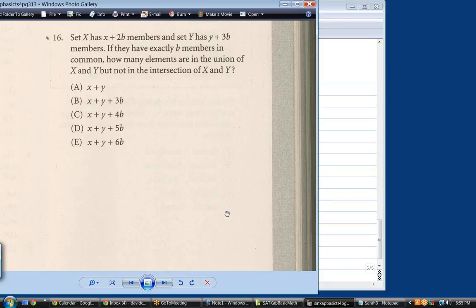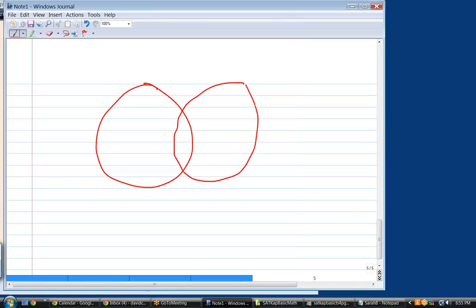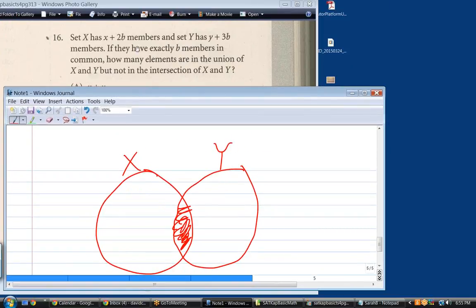When you have 3 possibilities, in other words, we have set x alone, we have set y alone, and we have an overlap, that's when we want to start drawing Venn diagrams. Here's set x, there's set y. This is the people that are in both sets.